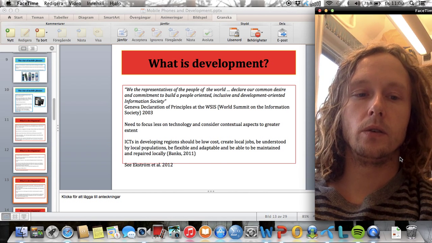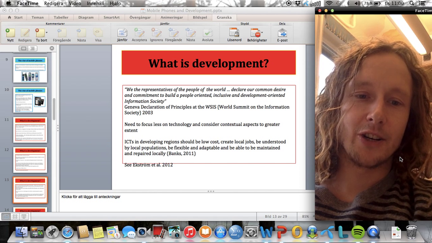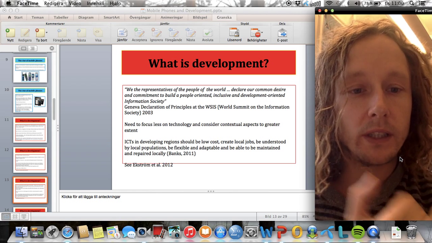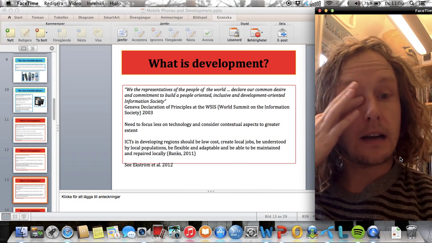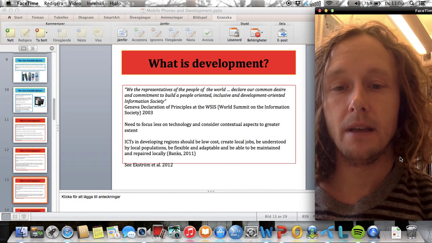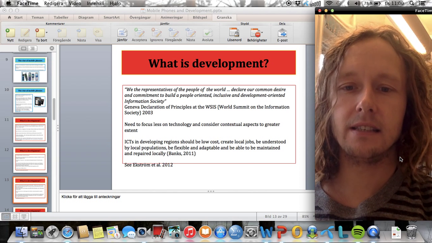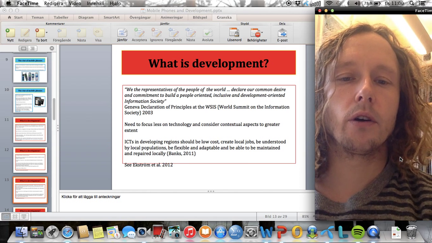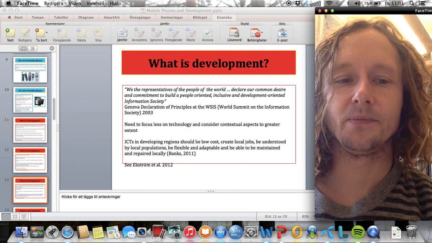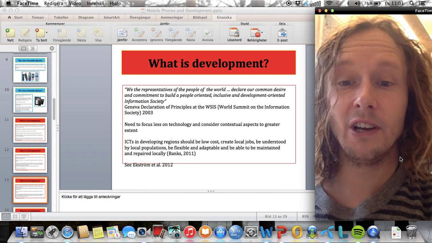So we've already started to look at this. The idea of technology becomes very favorable in this atmosphere of development that has to be audited, counted, reported on, etc. Technology becomes something that is viewed favorably, and already in 2003 in the World Summit on the Information Society, the WSIS, in the Geneva Declaration, they clearly stated: we, representatives of the people of the world, declare our common desire and commitment to build a people-oriented, inclusive, development-oriented information society. So the idea that you could use information technology in development has been around for a long time.